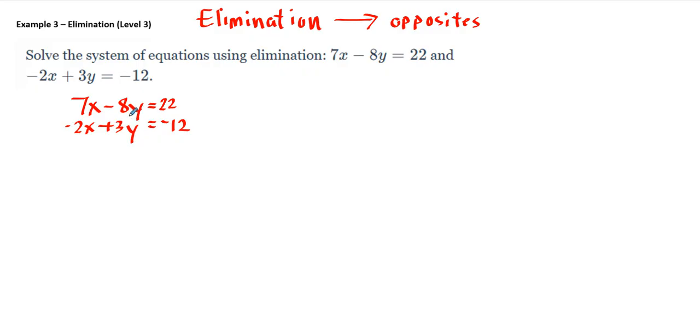Again, you can deal with 8 and 3, and in fact, I'll show you both ways just so you have an idea of how to move forward when you have to multiply both equations. So if I have 7 and 2, if I count by multiples of 2, that would be 4, 6, 8, 10, 12, and then 14. And then the next multiple of 7 is 14.